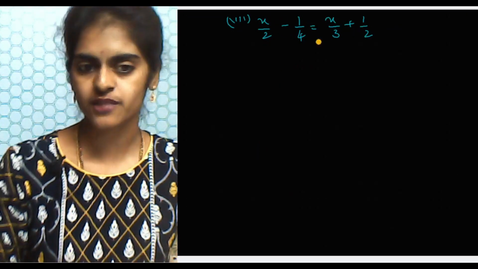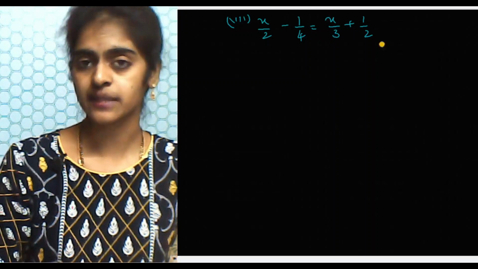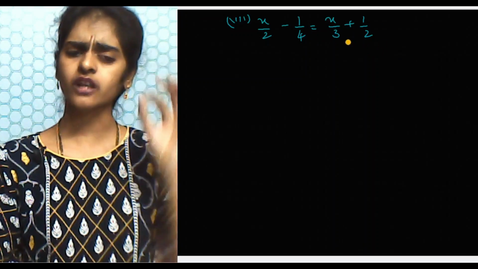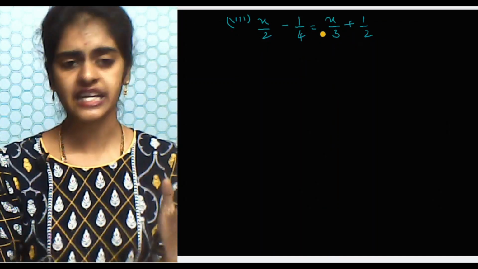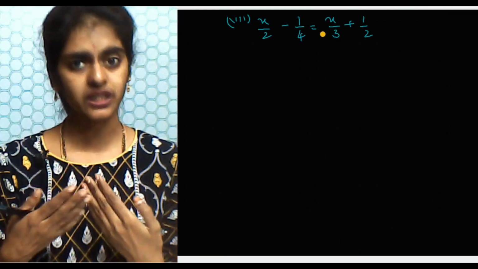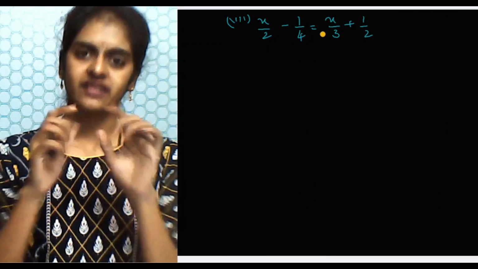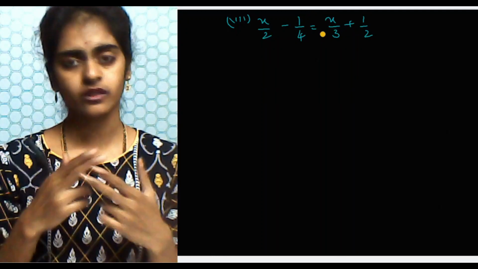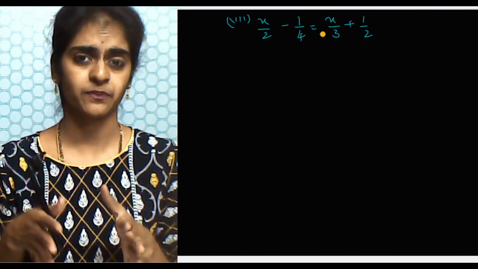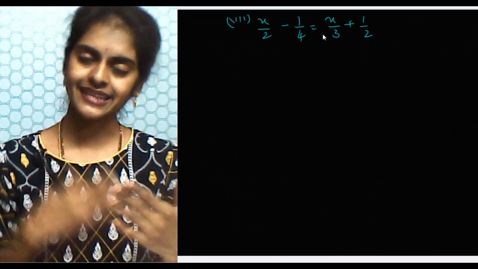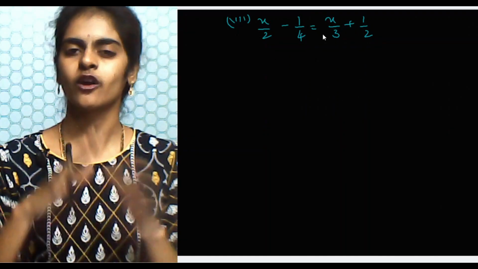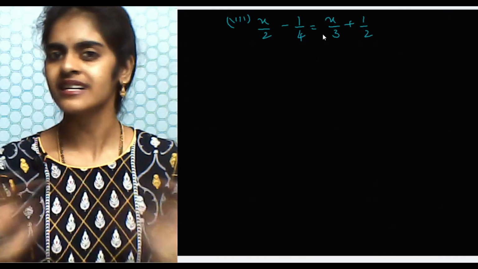x by 2 minus 1 by 4 is equal to x by 3 plus 1 by 2. Practice solving these equations, because in the next word problems you have to read the question, frame the statements and then solve it. So if you know how to solve it, then you can just concentrate on reading the question and framing the equations.